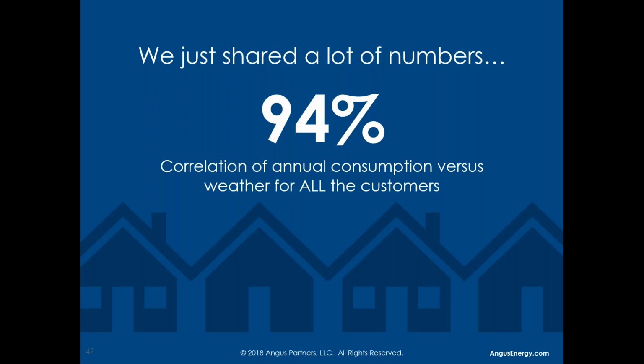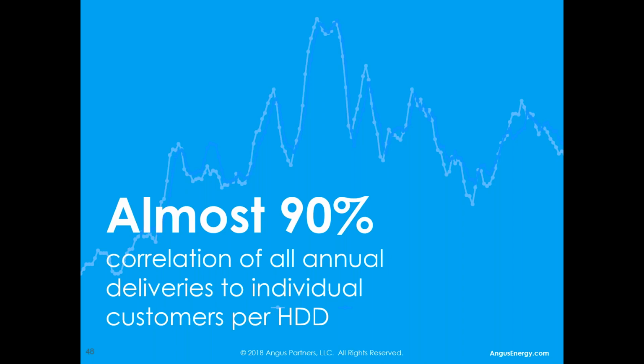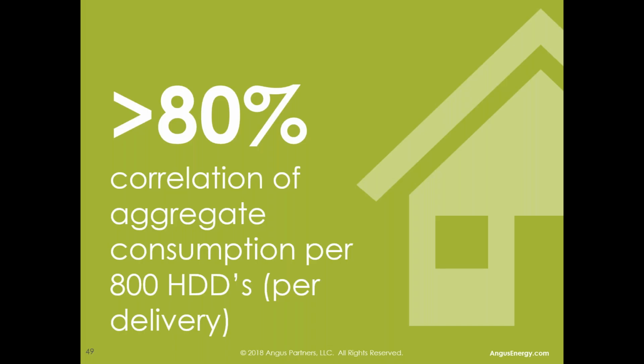We shared a lot of numbers. I'm sorry, I said 98%, but when we first did this, the correlation of annual usage across all 200,000 deliveries was 94%. When we go down to looking at each of those winter deliveries, it falls to 90% and even lower. Then, correlation of aggregate consumption per 800 degree days, meaning we looked into those individual ones, we're now down to, in certain cases, a little over 80. I think if you remember, one of them dropped to 79%.